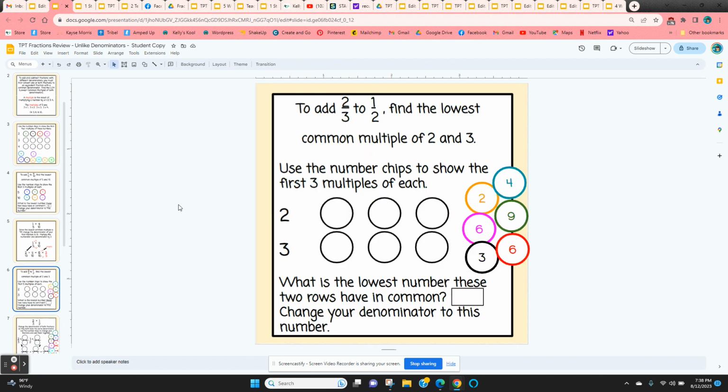Now the next slide, we've got another addition of fractions, 2/3 to 1/2. They're going to use the number chips and show the first 3 multiples of 2 and the first 3 multiples of 3, and then they're going to type in the lowest number they have in common, the lowest common multiple.